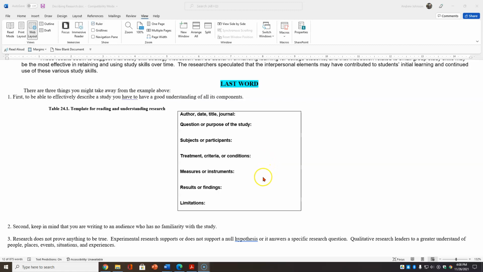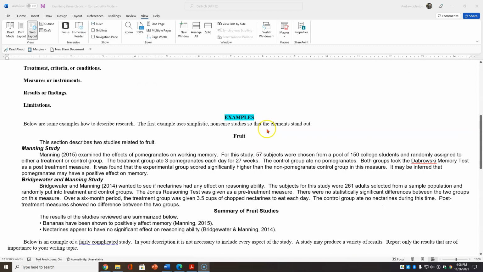So again, when describing a research study in an annotated bibliography, or if you're going to include it in a lit review: question or purpose, subjects, participants, treatment criteria, conditions, measures or instruments, results, findings, and then limitations.